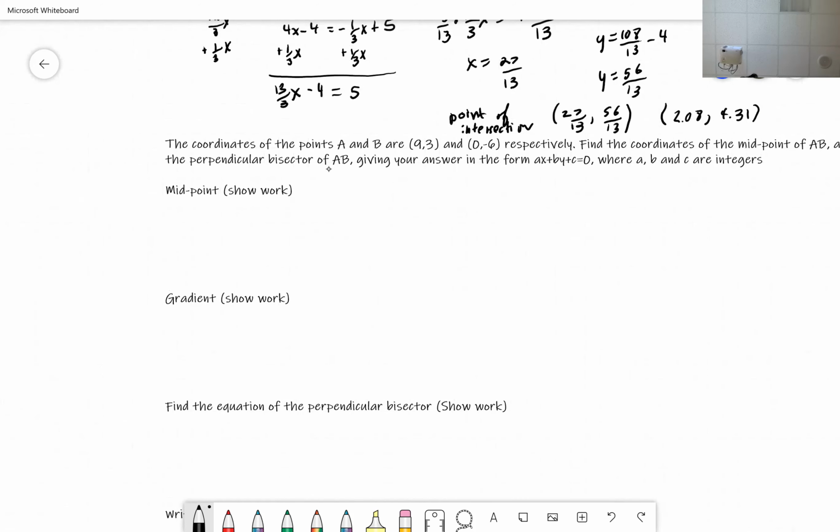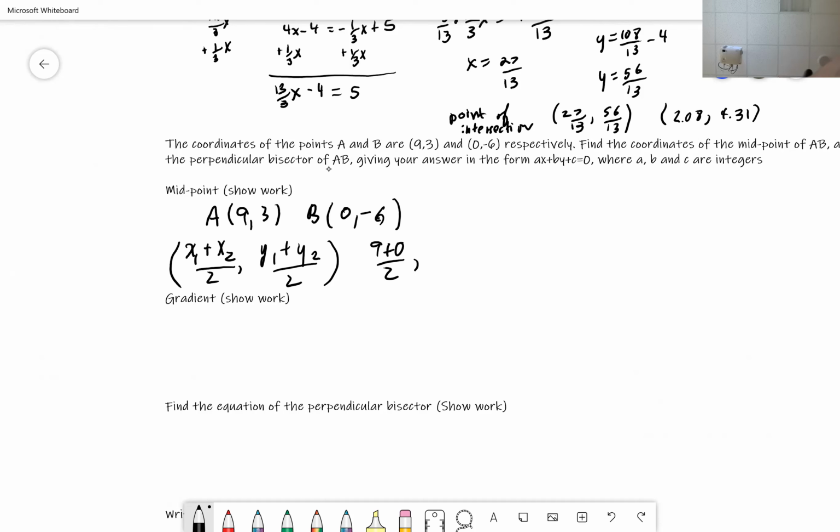So here we have A is 9 comma 3, and B is 0 comma -6, and we've got to find the midpoint. The midpoint is very easy to find. It's just x1 plus x2 divided by 2, comma, y1 plus y2 divided by 2. So that's going to be 9 plus 0 divided by 2, comma, 3 plus -6 divided by 2. So that's 9 divided by 2, comma, -3 divided by 2, and that's your midpoint.